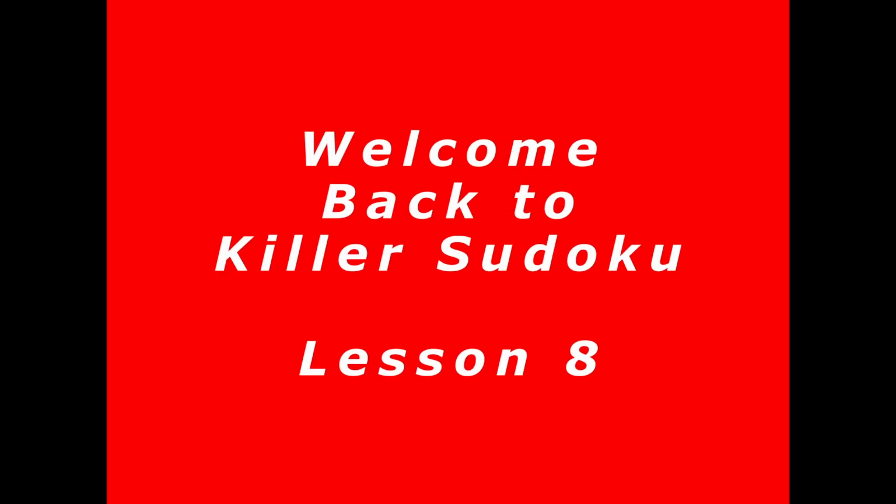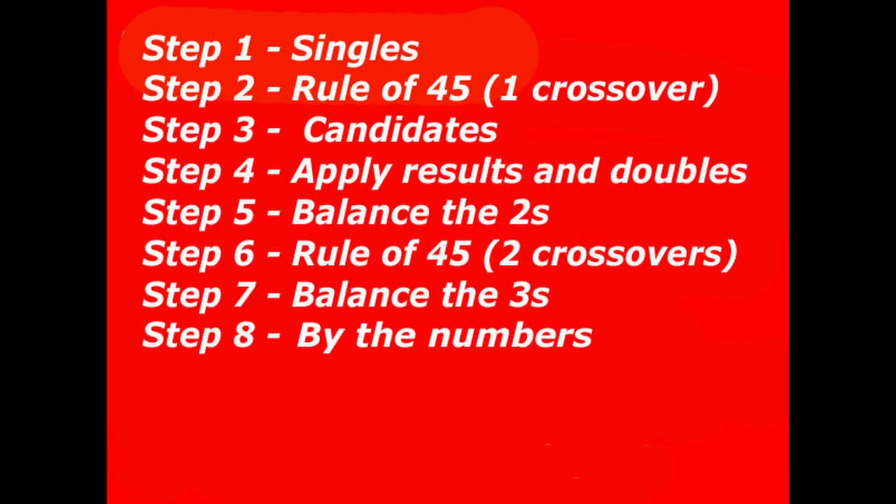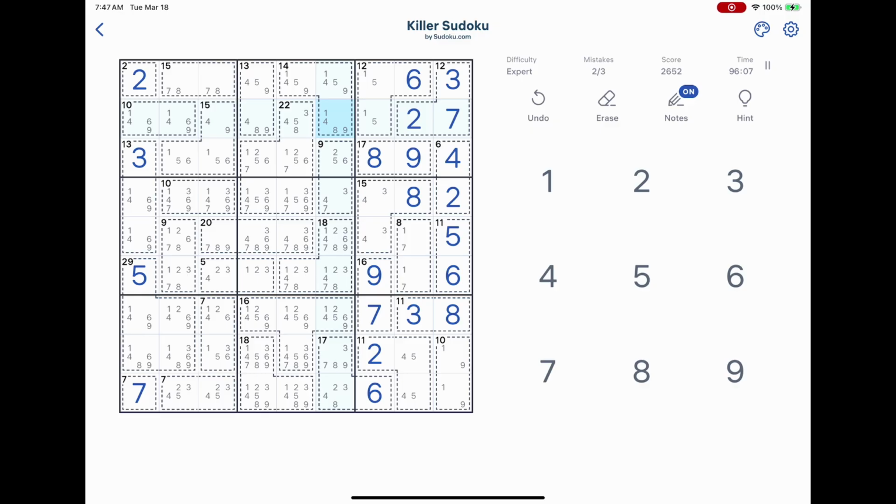In Lesson 8, we'll introduce a very useful solving technique called by the numbers. Step 8, by the numbers. We're going to select each of the result numbers from 1 to 9 to highlight the candidates with that number. We're looking for 3 specific conditions.